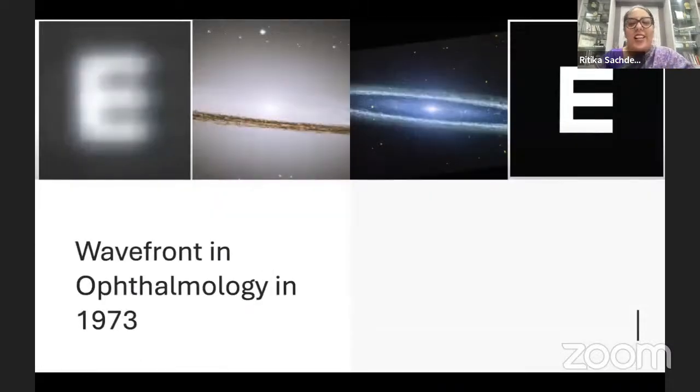So from the galaxies, these are very common images that we see in ophthalmology, that of the Snellen letter. And you can see a blurred image, which has more wavefront aberration, to a clear image, is what a refractive surgeon wants to generate, because a refractive surgeon is aiming for the eagle vision, so popularly called near perfect or super perfect vision. The wavefront in ophthalmology actually got incorporated in the year 1973. So from astronomy to ophthalmology was in the year 1973.